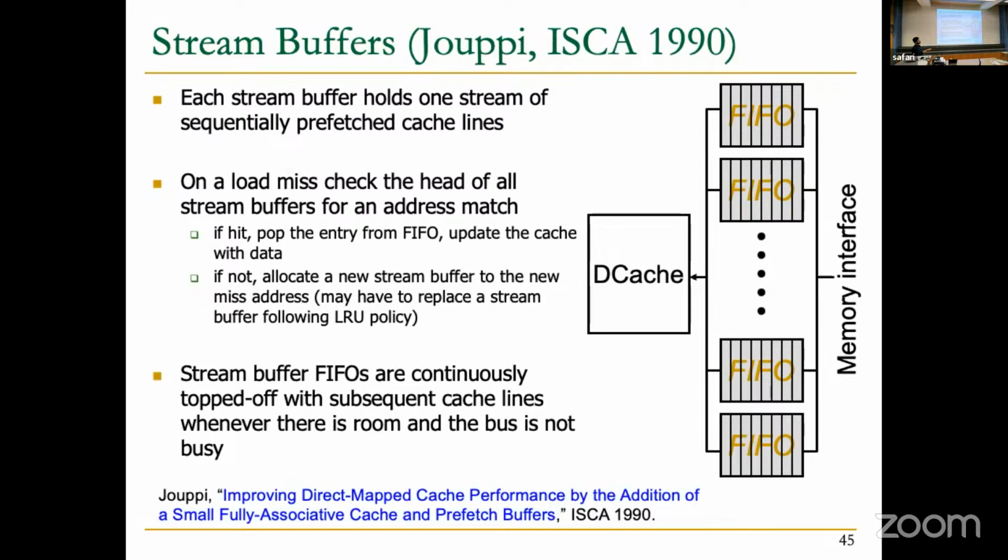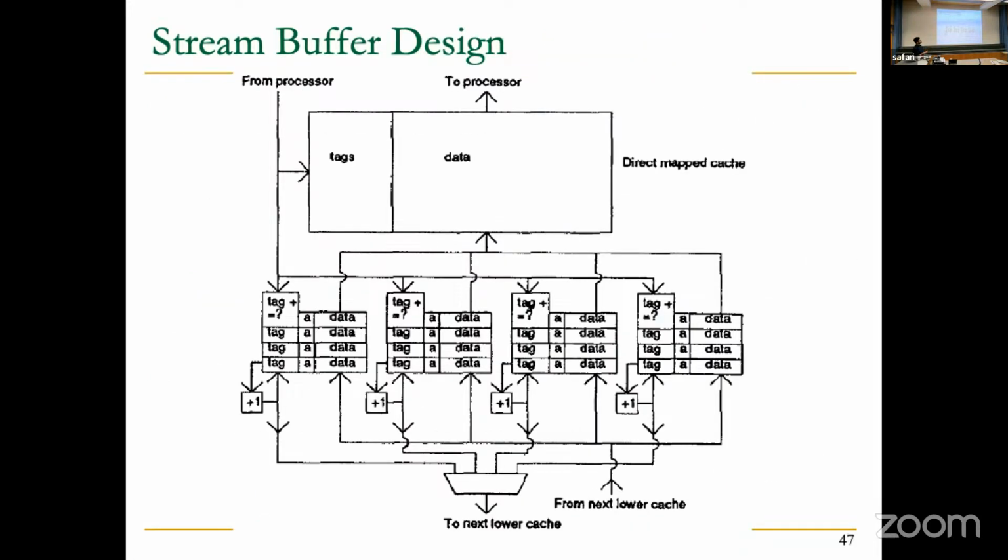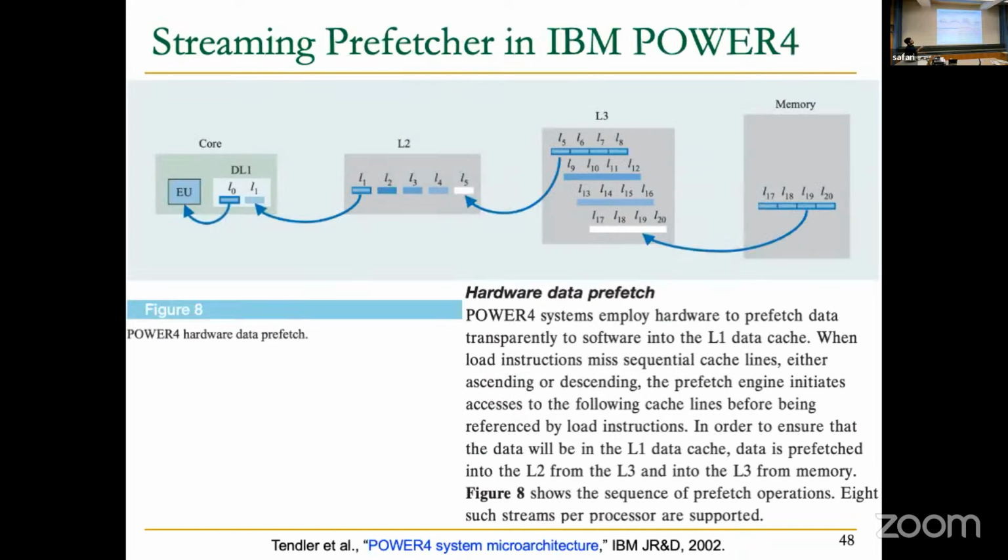So stream buffer is essentially a special case of memory region based stride prefetching, right? So you have multiple FIFO queues, but I'm not going to go too much into detail because of the time limits. And there is an example of a stride prefetcher in the IBM Power 4 processor also. This is one of the early versions of multi-core processors, if you don't know.